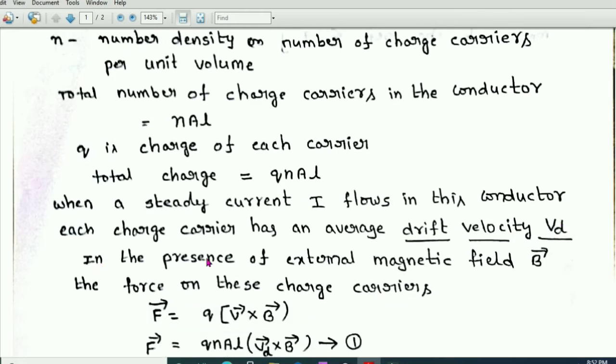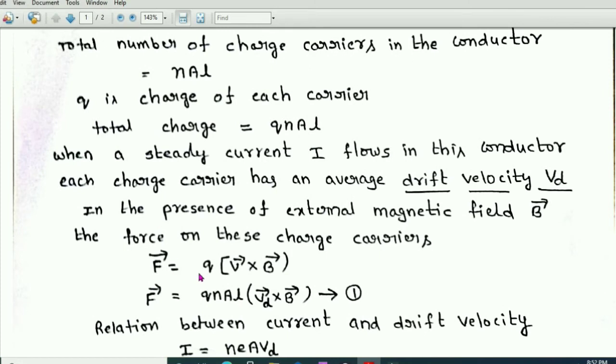Now, in the presence of an external magnetic field B bar, we discussed in the last class the force experienced by a charge: F bar is equal to Q into V bar cross B bar. Here Q is the charge and V bar is the velocity. When the charge is moving with velocity V in the magnetic field B, it experiences a magnetic force. Here Q is the total charge of the conductor.